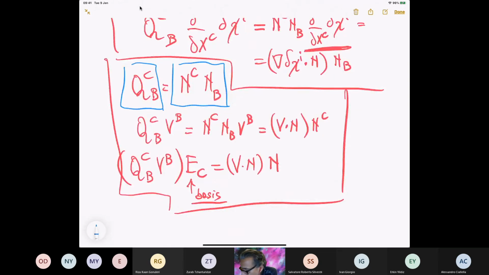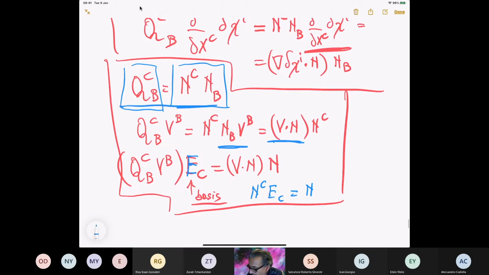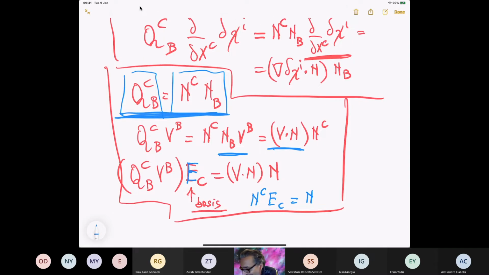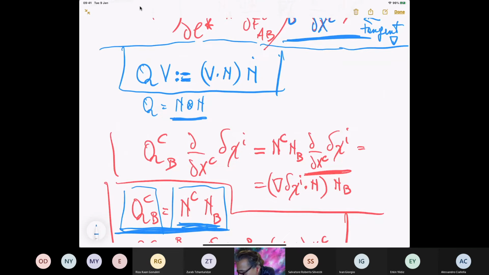So Q_CB v_B is, if we are right, n_C n_B v_B. This is v dot n, and this is n_C, the C component of the normal. So if you multiply this times the basis E_C, n_C E_C is equal to n. So you obtain that this representation is true. So Q, the projection along n, sometimes you find this symbol, which is equivalent to this representation. So Q_CB is given by n_C n_B.